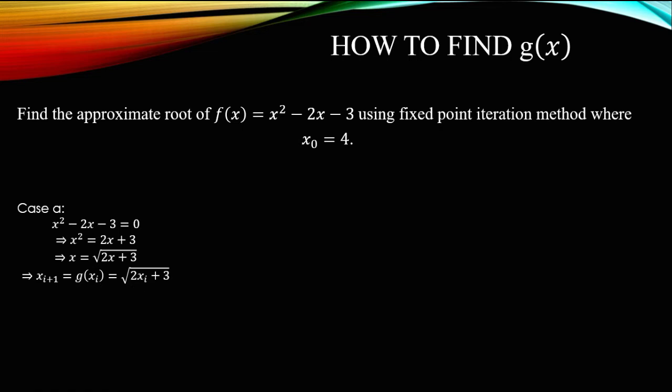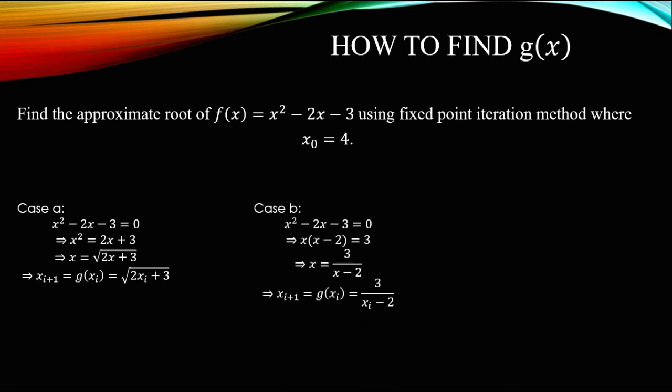Another student will tell you I can solve it for x in this way as well, by taking x common from these two terms and taking 3 to the right side. You will get x into x minus 2 is equal to 3, and by dividing both sides by x minus 2 you will get x is equal to 3 divided by x minus 2. So it may also be the system generating function, and we can write it x i plus 1 is equal to g of x i is equal to 3 divided by x i minus 2.